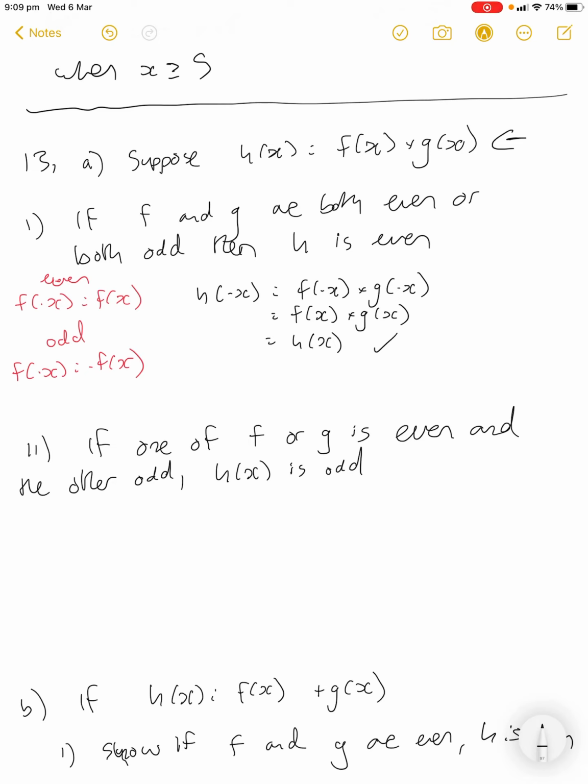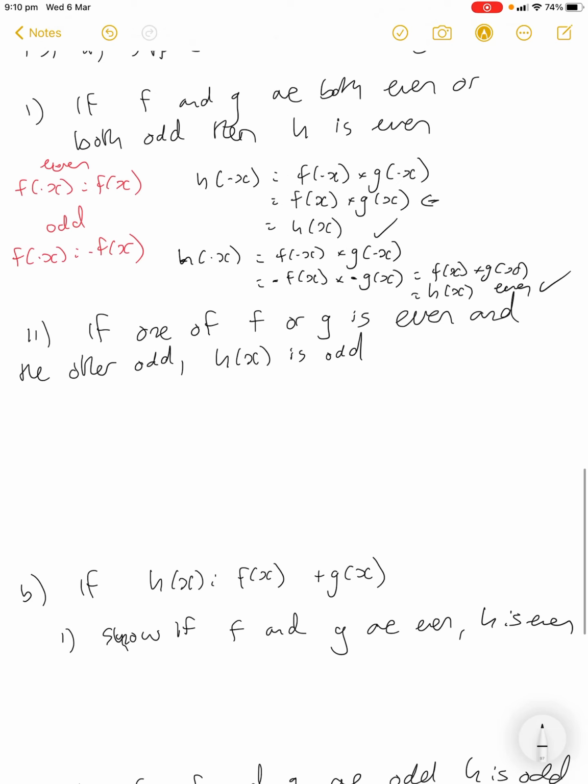If we look at it the other way around, let's consider h of negative x when they're both odd. Well, that would mean we'd have f of negative x times g of negative x, just like before, but instead of being even, we can make the substitution for them being odd, which means negative f of x times negative g of x. And negative times a negative makes a positive, which means it's the same as what we started with, which means it's h of x and it's even.